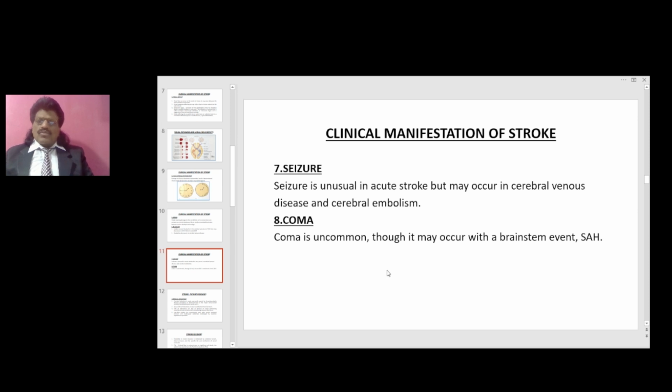So usually stroke patients do not have coma unless the brainstem gets affected, where the ascending reticular activating system is close together, or in subarachnoid hemorrhage.